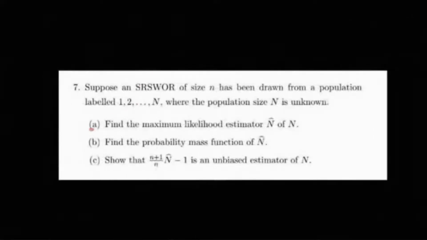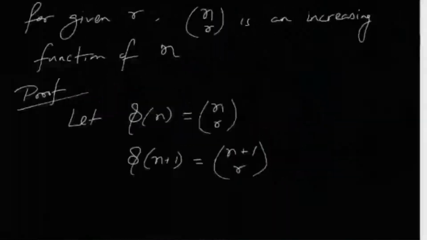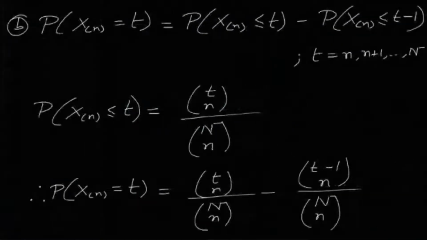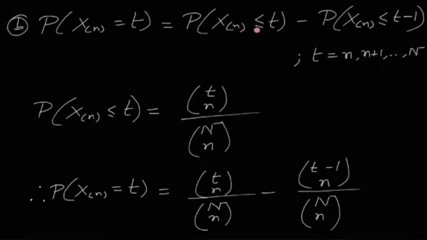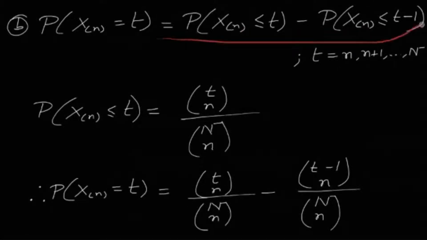First answer to the question. Now what is the probability mass function of n hat? Now it is also quite easy to calculate. So let probability x order n is equal to t can be written as probability x order n less than or equal to t minus probability x order n less than or equal to t minus 1, can be written like that.